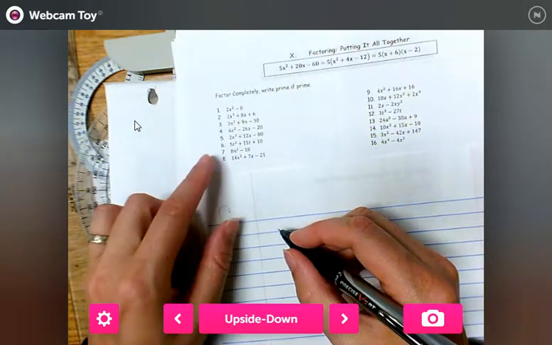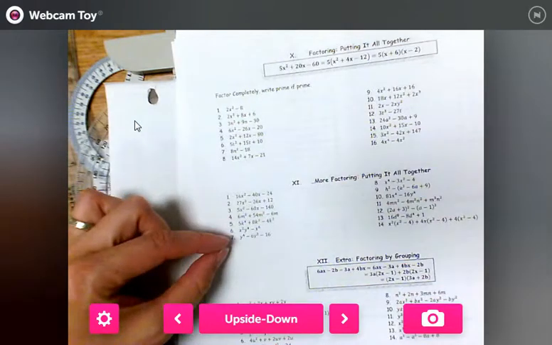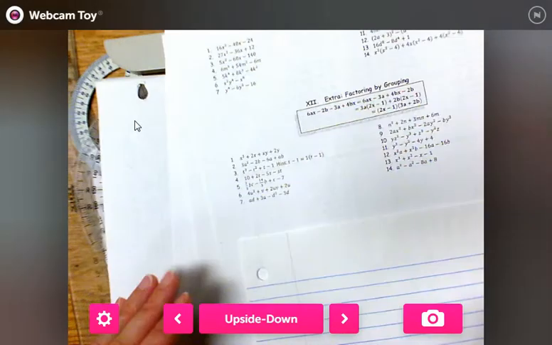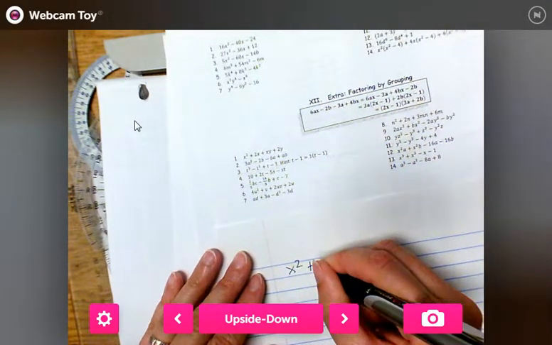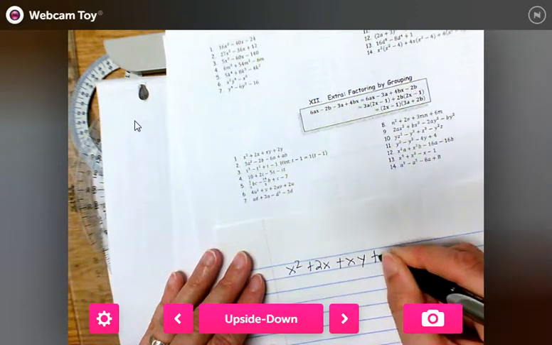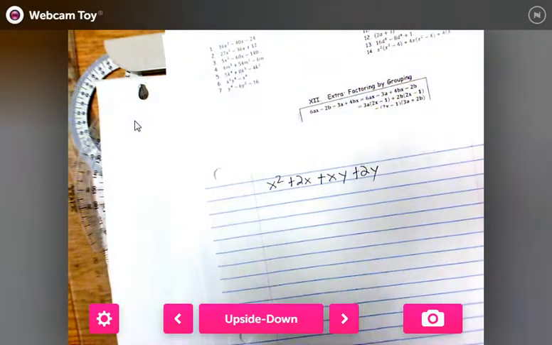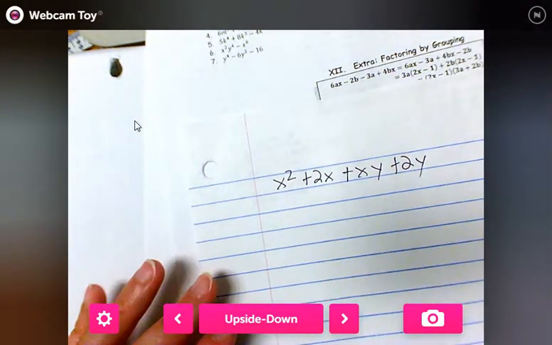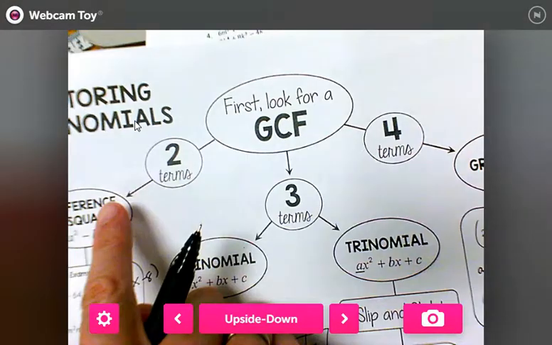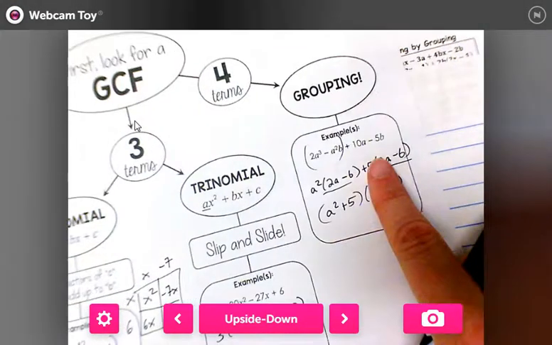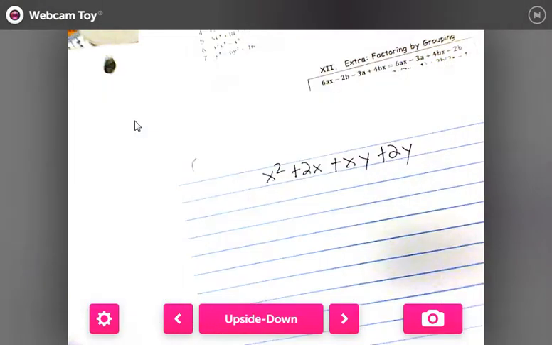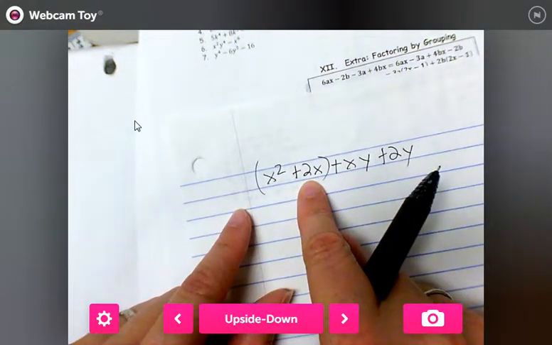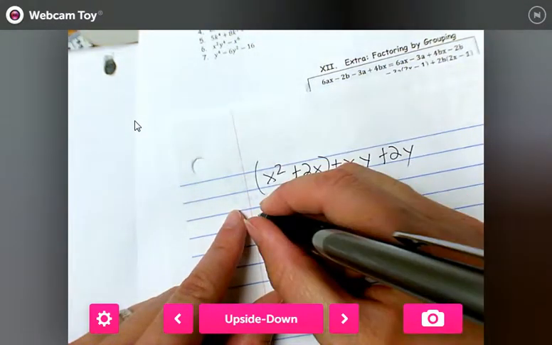We've got, I don't like any of these. All right, let's start with this one. We've got x squared plus 2x plus xy plus 2y. Okay, how many terms does this have? 4. So I'm looking for 4 terms, so I think I'm going to do grouping first. If I'm looking at these first two, what do they have in common? What could I pull out of there? So I'm just left with x plus 2.